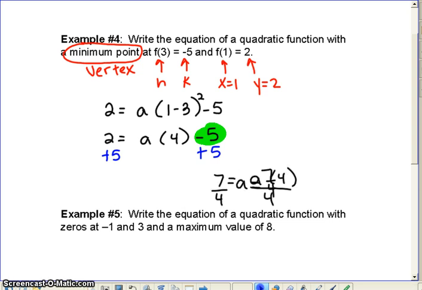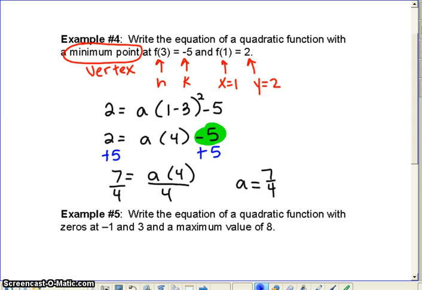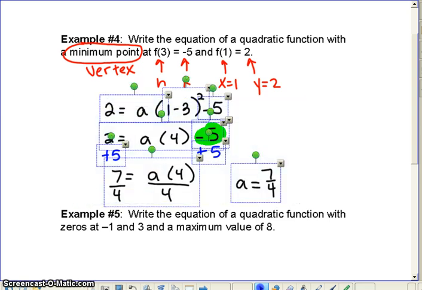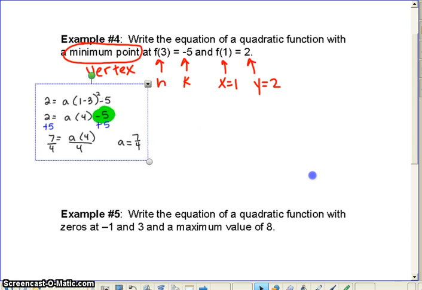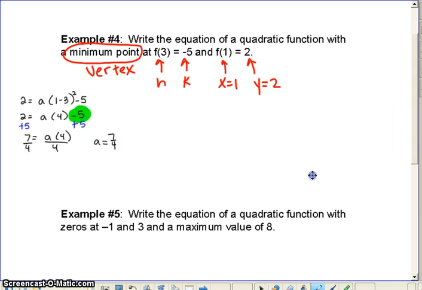Okay, so to write the equation, all we need to do is replace a. F of x is equal to 7/4 times x minus h, and h is 3, quantity squared, plus k, which is negative 5. And that is your equation of that parabola.